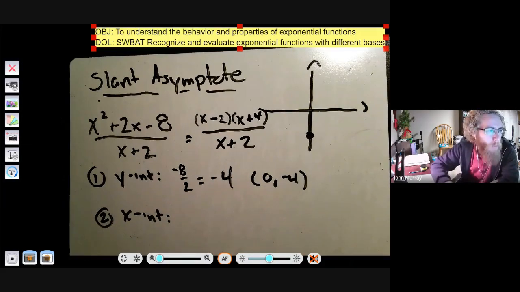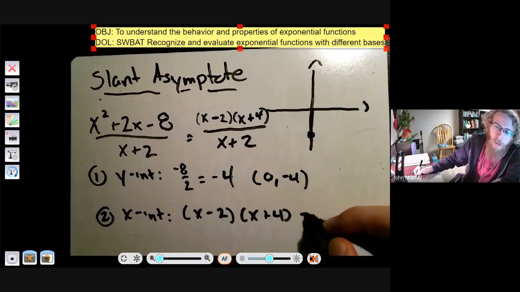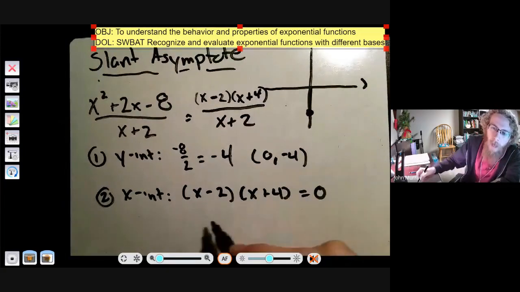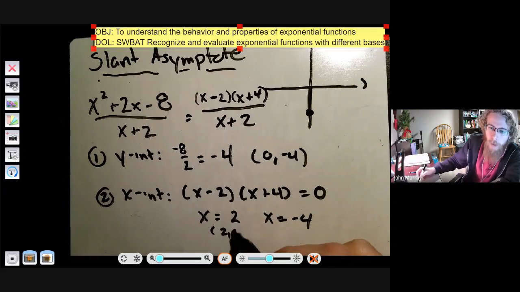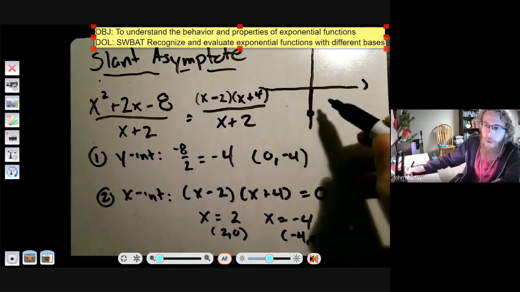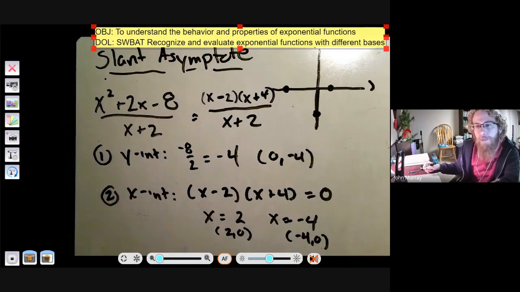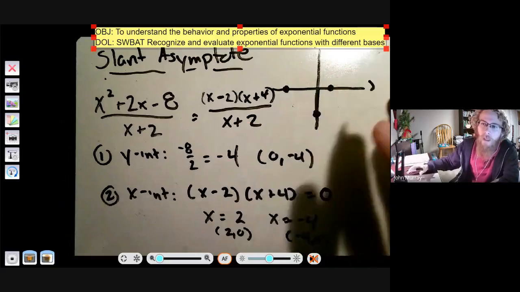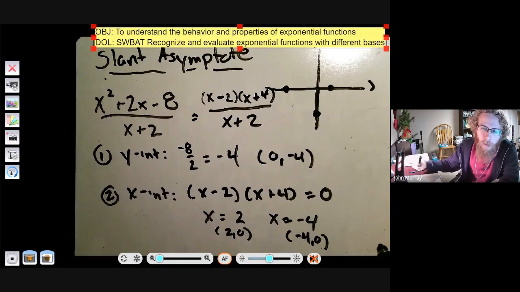The second question, I asked you for the x-intercepts. Now we're looking at the numerator here, and I'm going to go ahead and use that factored version because it's going to be simpler. I have two x-intercepts at x equals positive 2 and x equals negative 4, or the points 2, 0 and negative 4, 0. So there's one, and then there would be the other. So that looks kind of nice. We got a few points. Sometimes we can't find any, sometimes it doesn't have any intercepts, so it's nice to have a few.